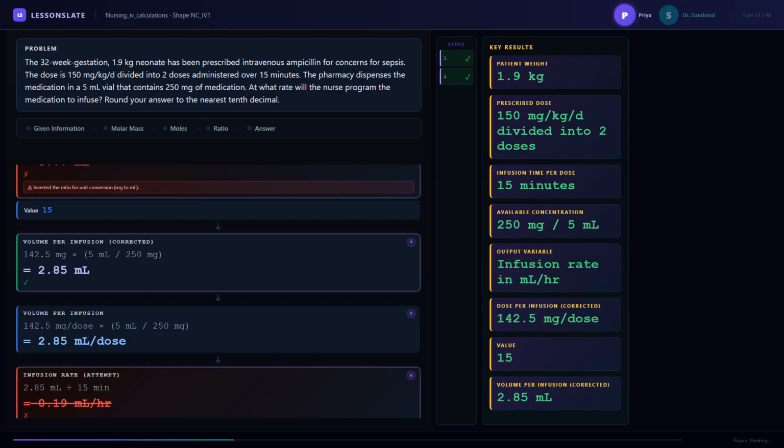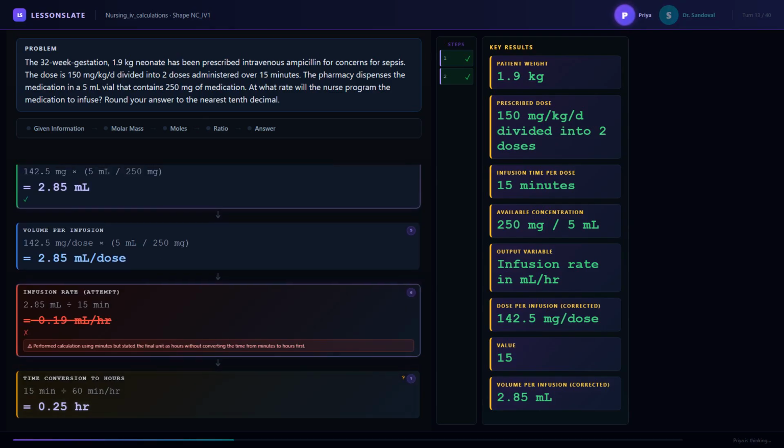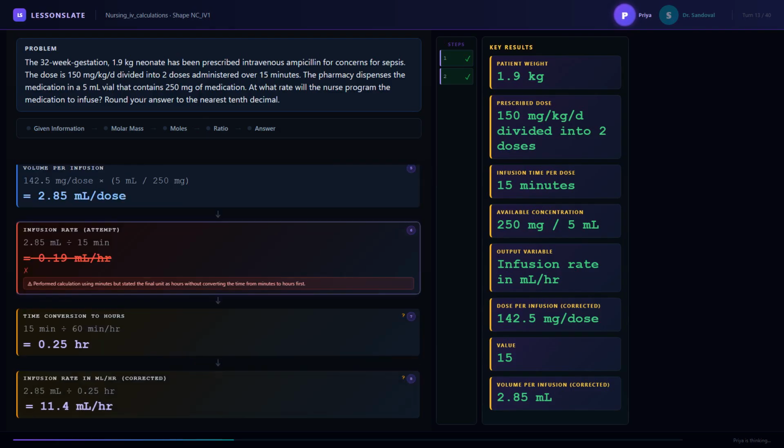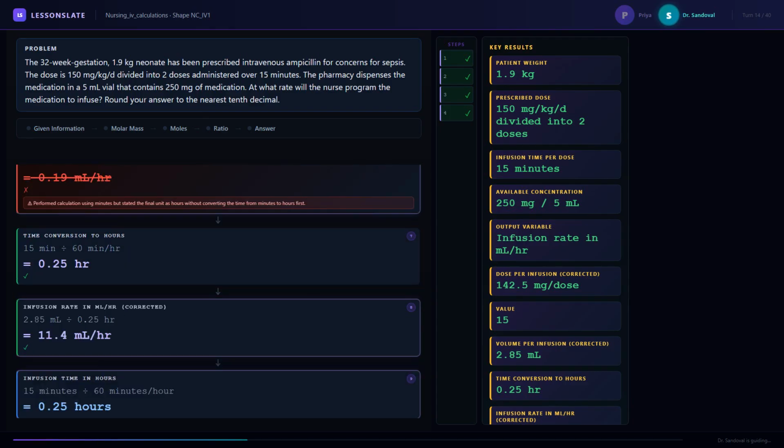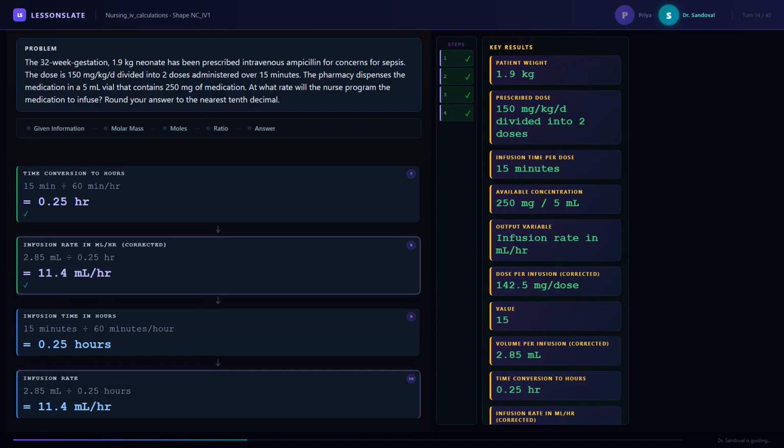You're right. I forgot to convert the minutes to hours. So 15 minutes is 15 divided by 60, which is 0.25 hours. Then I take the 2.85 milliliters and divide that by 0.25 hours. That gives me 11.4 milliliters per hour. Is that the correct rate? Yes, that's absolutely correct, Priya. Converting 15 minutes to 0.25 hours and then dividing 2.85 milliliters by 0.25 hours indeed gives you 11.4 milliliters per hour. Congratulations, you've solved the problem.